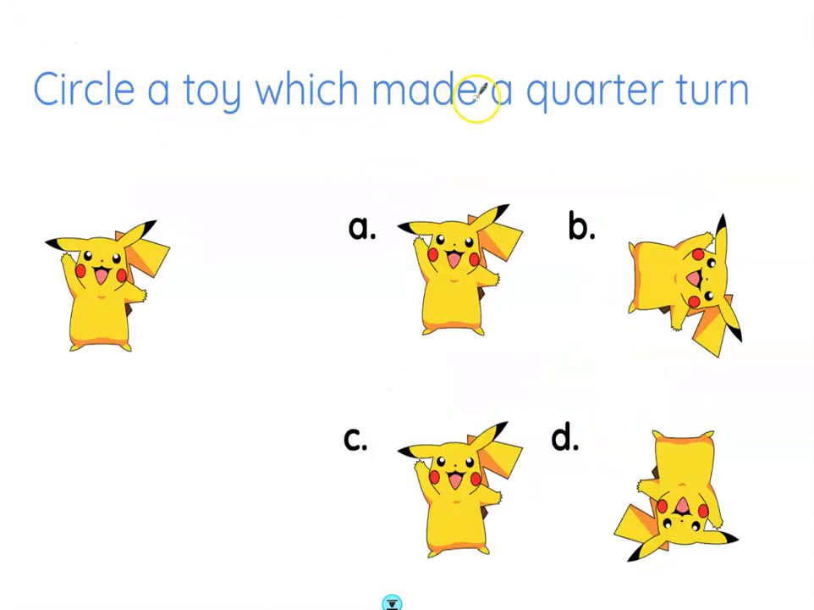Circle a toy which made a quarter turn. A, B, C, D. Excellent. It's B. Good job.